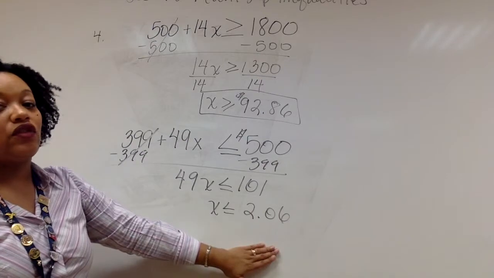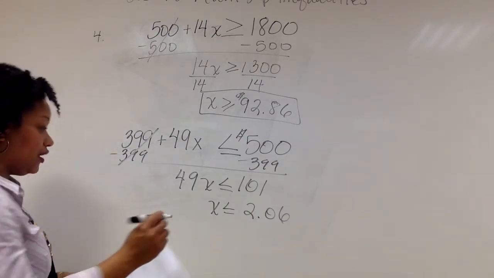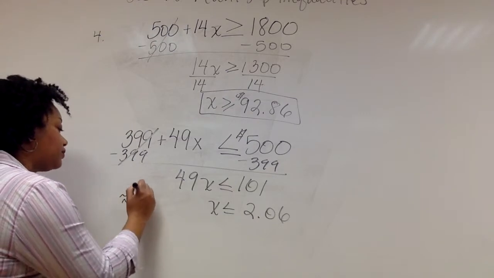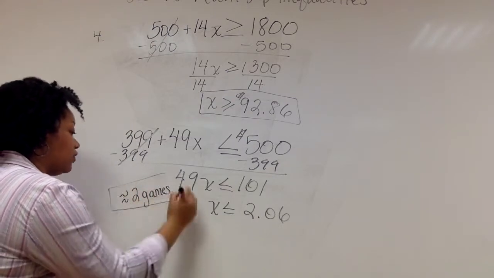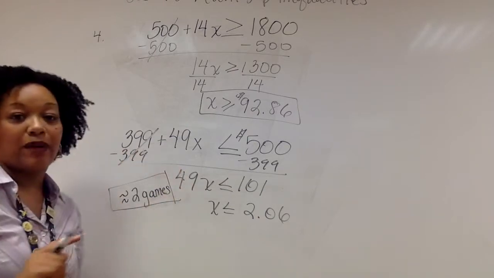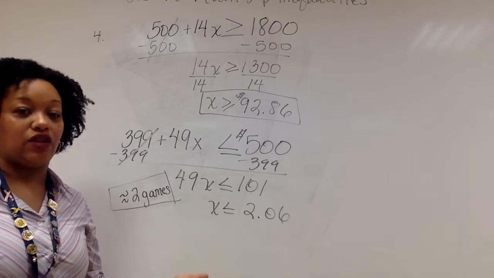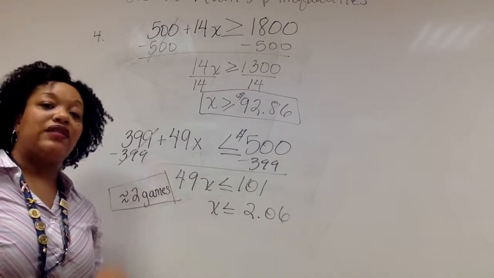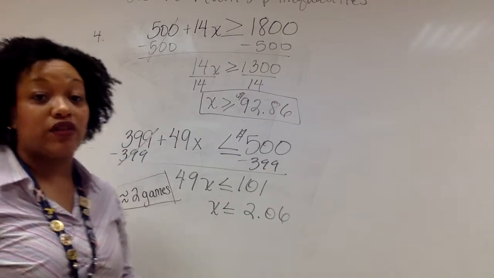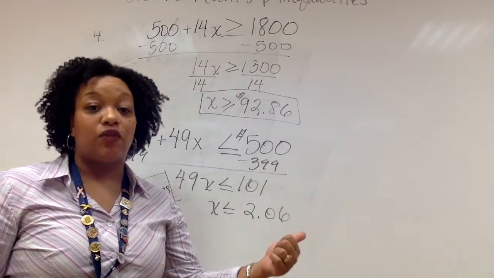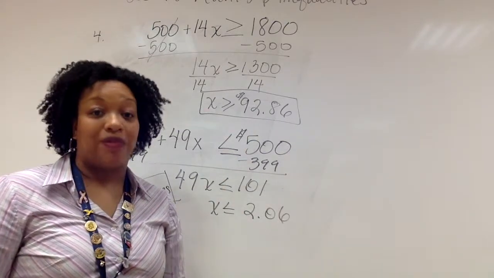So your answer to this problem is not 2.06. Your answer is about 2 games. With your $500, you can buy your Xbox Kinect and 2 additional games, and you stay under your $500 limit. So this covers multi-step inequalities. Hopefully you can handle the work that's given, plus recognize your special cases, and muddle your way through these word problems.